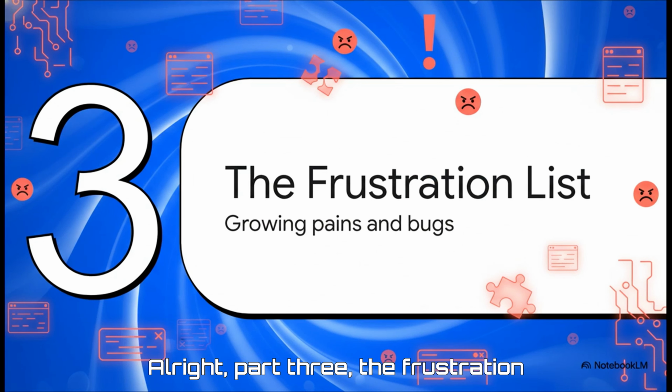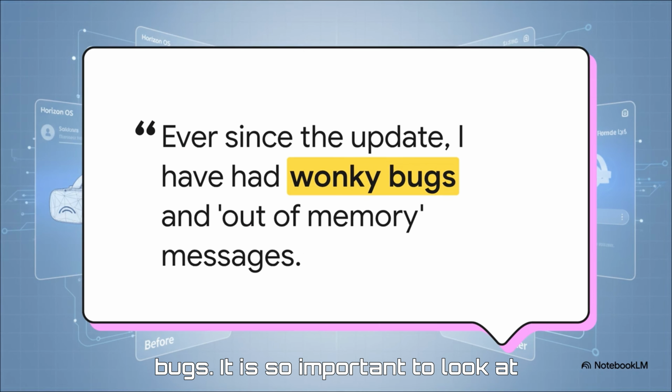All right, part 3, the frustration list, because we have to talk about the growing pains and the bugs. It is so important to look at the community's actual real-world experience with these changes, because it's not all sunshine and rainbows. Take this direct quote from Reddit user J9Fire. Ever since the latest update, I have had all kinds of wonky bugs. I'm constantly getting out-of-memory messages. Get your act together, Meta.